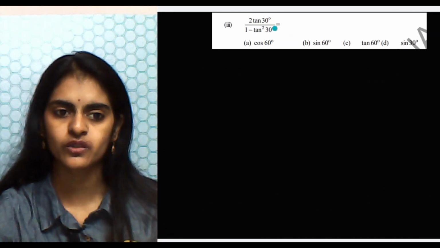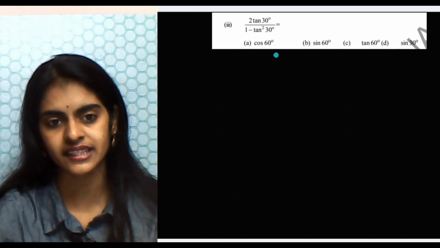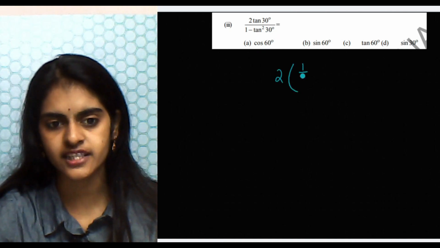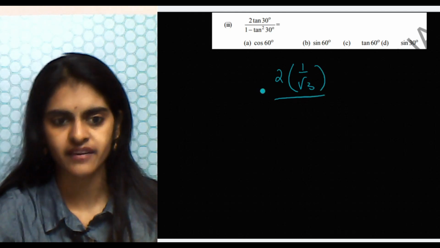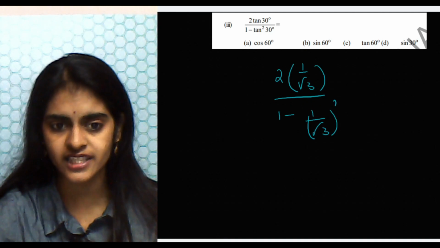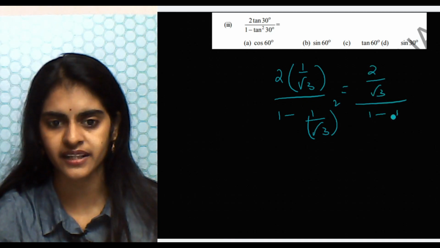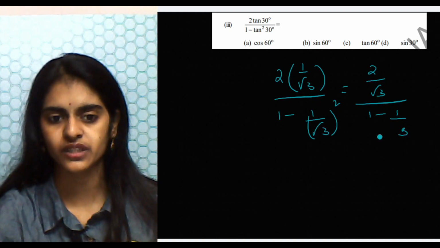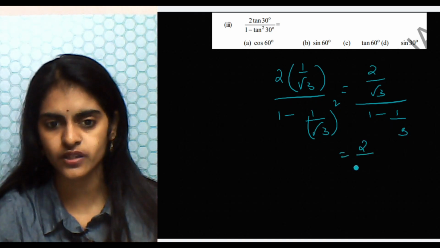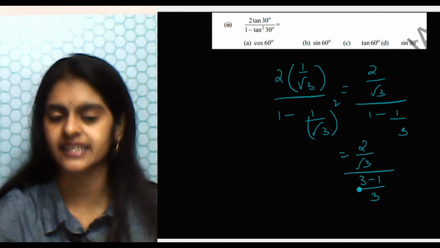Here you have 2 tan 30 divided by 1 minus tan square 30. So 2 tan 30 is 2 by root 3, divided by 1 minus tan square 30 degrees. So 1 by root 3 square. So it is 2 divided by root 3, divided by 1 minus 1 by 3, since root 3 square is 3. So this is 2 divided by root 3. Take LCM. This is 3 minus 1 divided by 3.